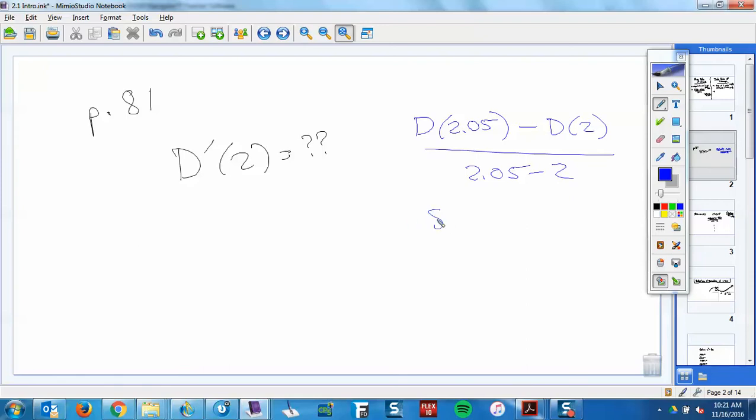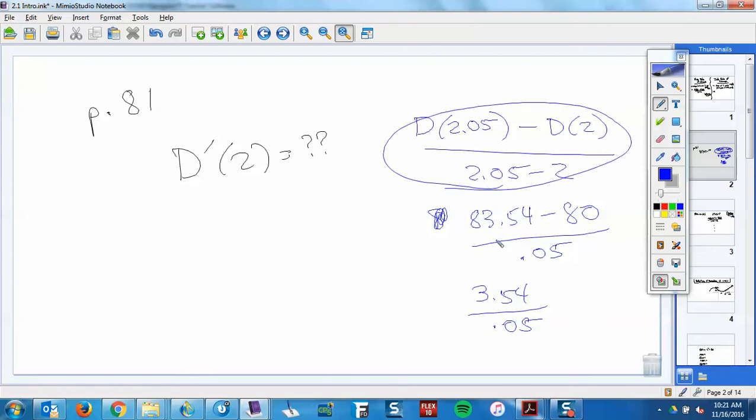Okay, so we would do 80, or no, that's 83, excuse me, 83.54 minus 80, and this would be a calculator problem, divided by 0.05, right? So go ahead and do that. You guys get your calculators out and do that for me. So that'd be 3.54 divided by 0.05, and this would be a lot like we talked about where I would say show your problem setup. So I'd want to see at least this line. I'd want to see at least this. The rest of it you can just do on your calculator, but I'd want to see at least that.